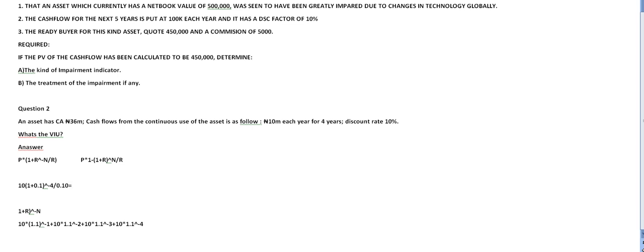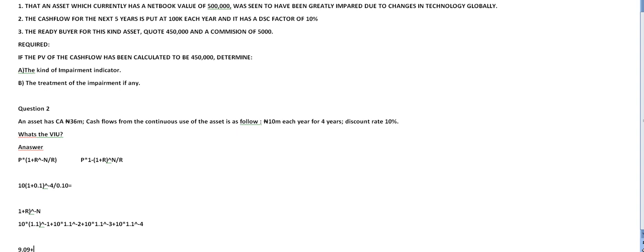So we can as well still do it like this: 10 multiplied by 1.1 raised to power minus 1, plus 10 multiplied by 1.1 raised to power minus 2, plus 10 multiplied by 1.1 raised to power minus 3, plus 10 multiplied by 1.1 raised to power minus 4. So our first year is what? 9.0909. Okay. Plus, what is the year 2?